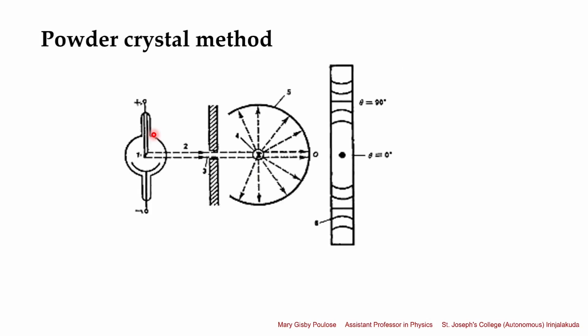Now, XRD is usually done in two ways. One of the ways is the powder crystal method. Here, the sample or the crystal that we have taken is powdered. We make it into smaller grains. Even though we are grinding it, we are not taking a fine powder, we are just coarsely grinding it. If we take a coarse powder, there will still be smaller crystals of that sample.